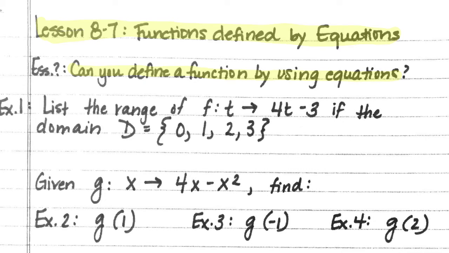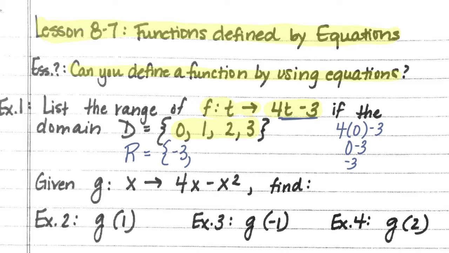So example 1 says, list the range of f of t equals 4t minus 3 if the given domain is 0, 1, 2, and 3. So this is kind of like the charts that we did, where the first thing I'm going to do is actually find the range. So I'm going to call these answers R. And when I plug in 0, I'm going to use this equation, 4 times 0 minus 3. 4 times 0 is 0, minus 3 is negative 3.